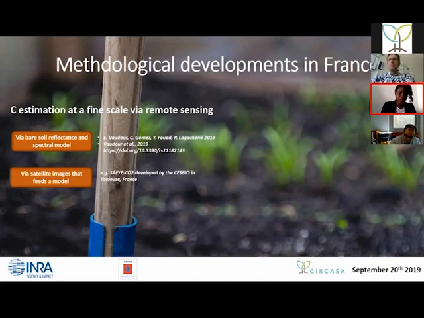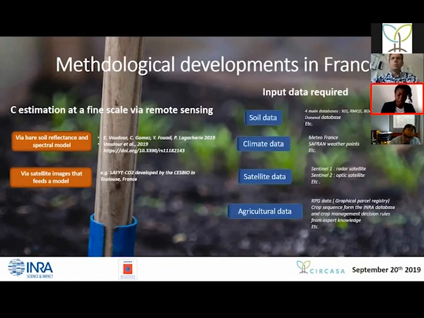Satellite images can also be used to feed a model, the SAFYE-CO model, which will be developed by Ceschia in a few minutes. This model is developed at CESBIO in Toulouse, also in France. Most of the input data required can be found in the French national databases or is freely available at global scale. And for the soil databases, Antonio Bispo will give us more information about that.